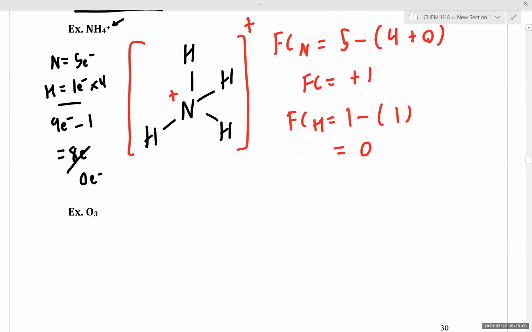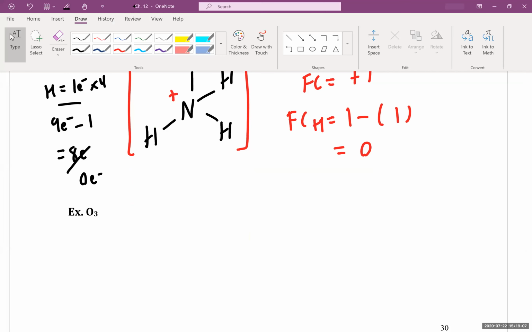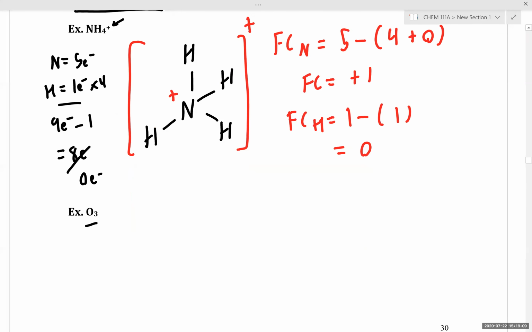Okay, let's look at another example. Ozone, which doesn't look like it has a charge, but that doesn't mean the atoms aren't charged. The molecule can be neutral, but a neutral molecule can have atoms with formal charges. So for ozone, we have 6 electrons times 3 oxygen atoms. That gives us 18 electrons.